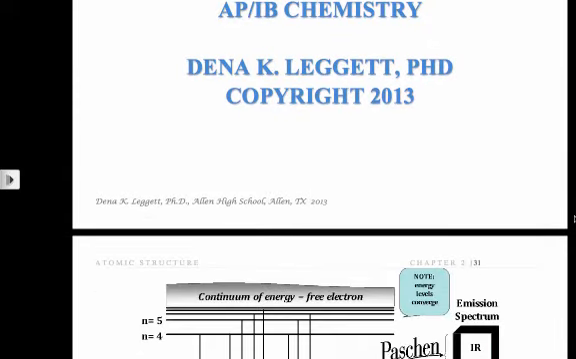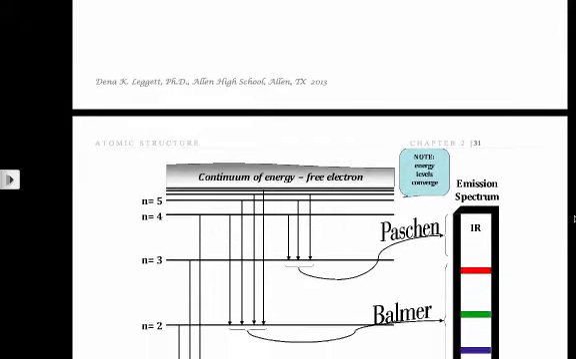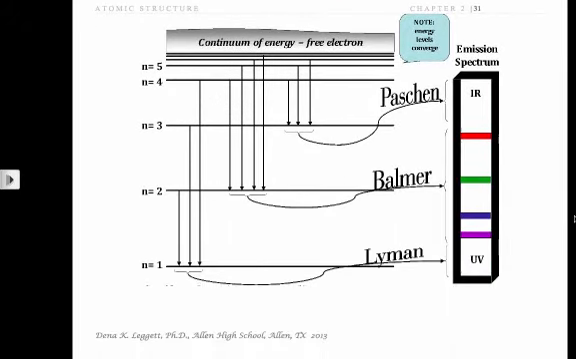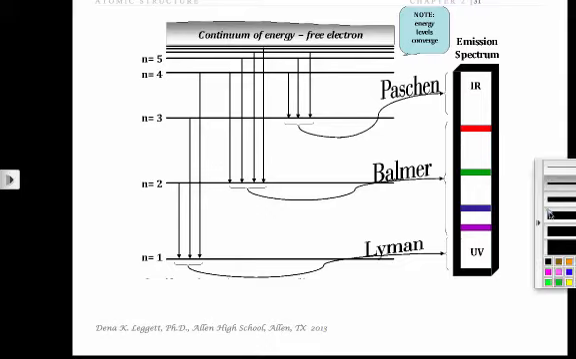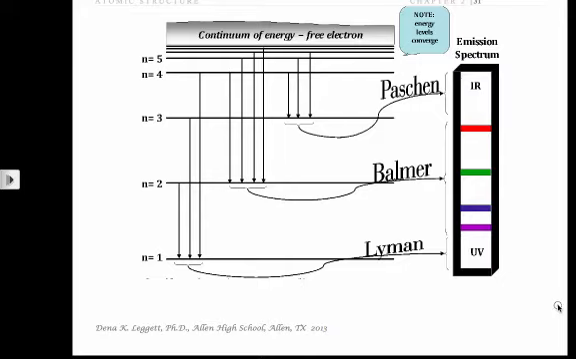What we're going to be talking about in this next video is the emission spectrum that results when electrons in an atom undergo relaxation. So this shows you an energy level diagram. And if you'll notice on the y-axis, we have energy level.